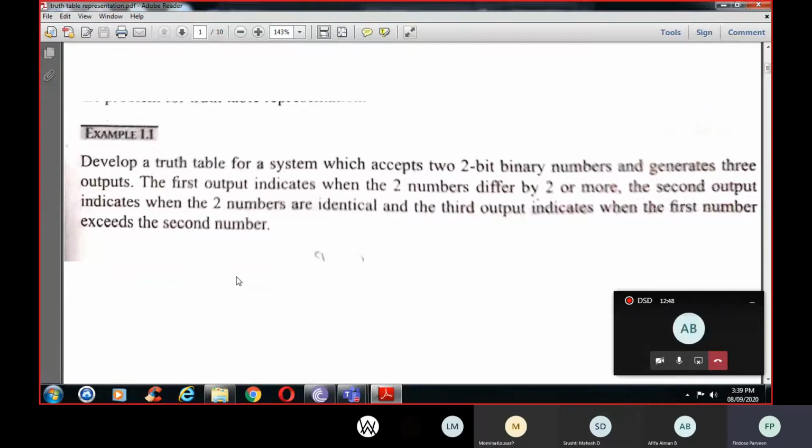So today we'll be seeing about the truth table representation. So here is a question: develop a truth table. You all can take a book as well as a pen also. If you have any doubts, you all can ask me.